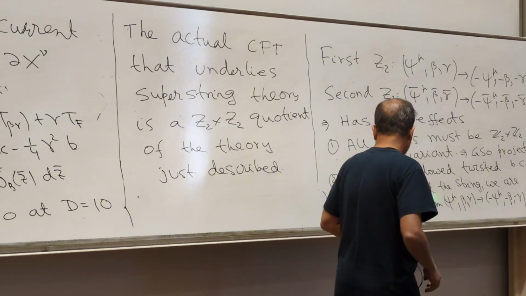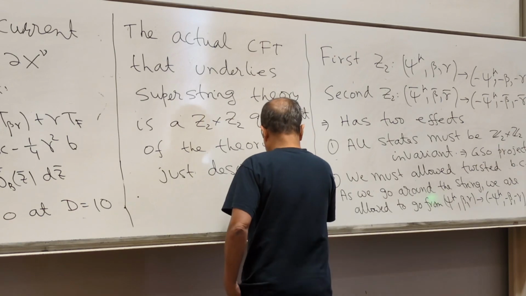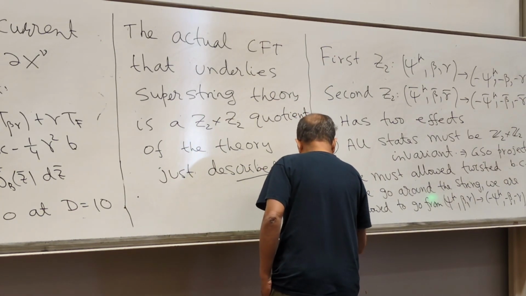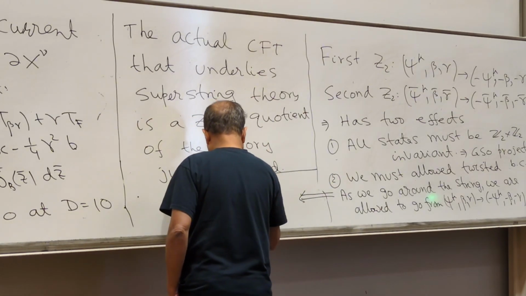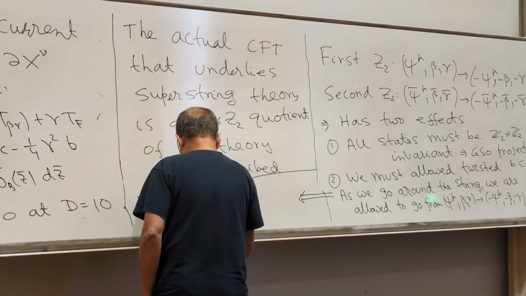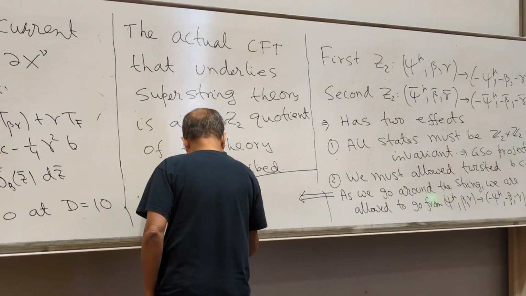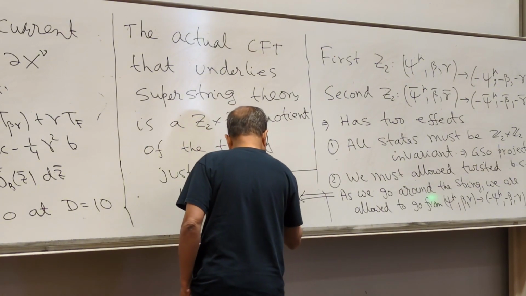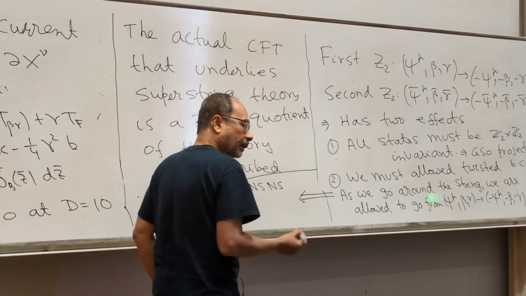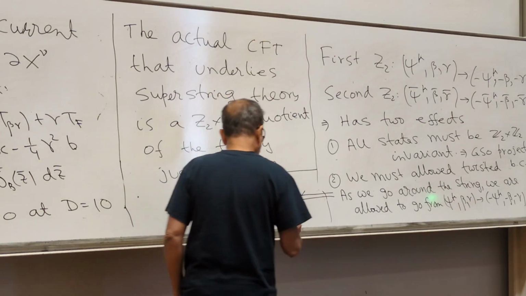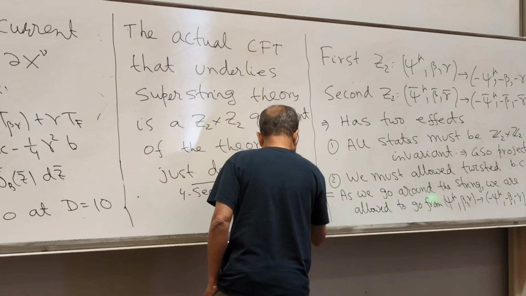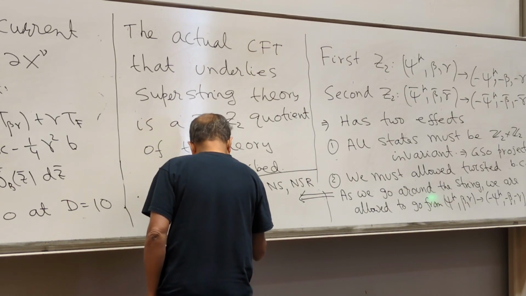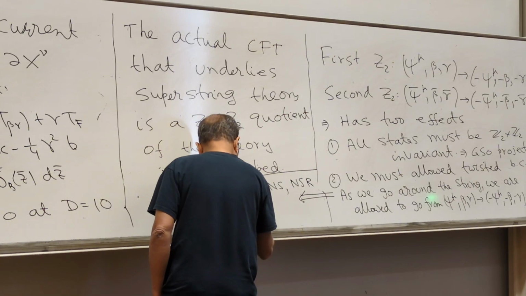So these are known as the various sectors. Let me write it here. These lead to 4 sectors, which are called the Neveu-Schwarz, because there are independent boundary conditions you can put on left and right: NS-NS, NS-R, R-NS, or R-R.